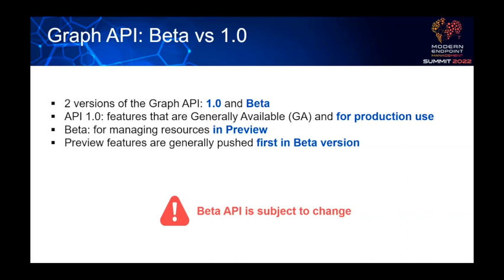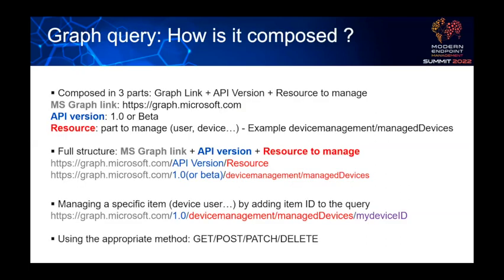So your script may work one day with the beta version, but some weeks later, it may not work because Microsoft may have made some change on a method or something else. The Graph API is composed of three parts: the Graph link we have seen before, graph.microsoft.com, the API version, v1.0 or beta, and the resource to manage. For a device, the resource will be deviceManagement/managedDevices. We will see what the resources are just later. The full structure will be the MS Graph link, graph.microsoft.com / API version v1.0 or beta / resource. There, deviceManagement/managedDevices.